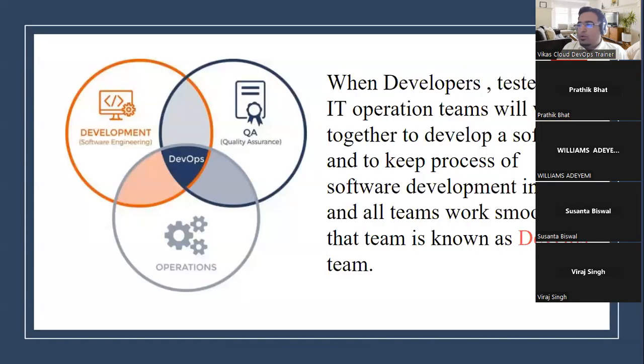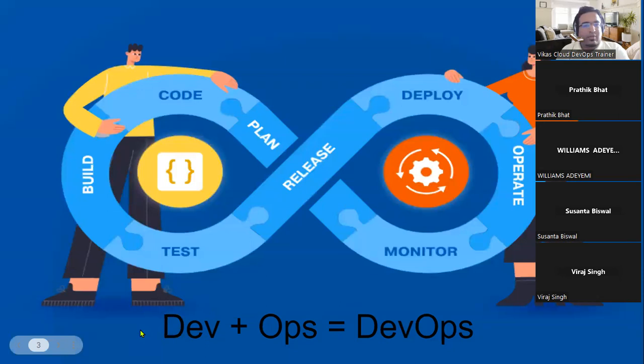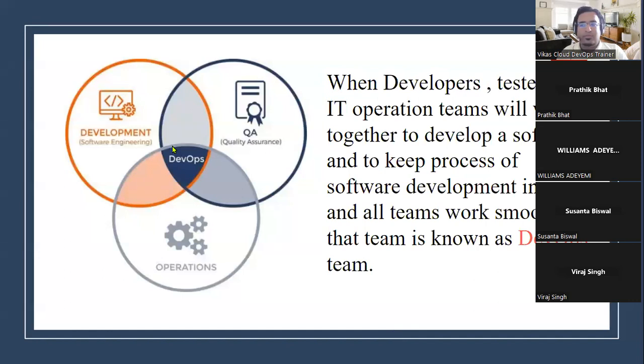The word DevOps came from development and operation, and a new word was created, known as DevOps. The DevOps team has been created from candidates from the development environment, from the QA environment, and from the operation environment. They all work together on software development, and the new team has been developed. The name is DevOps.